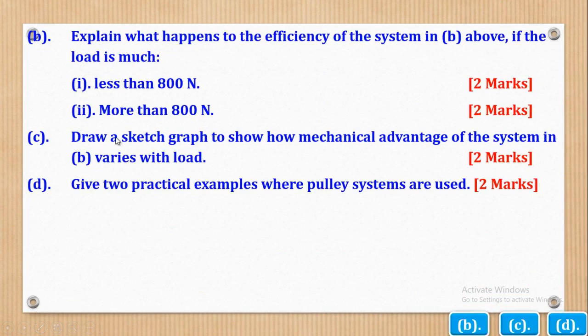Part C says, draw a sketch graph to show how mechanical advantage of the system in B varies with the load. So first of all, we know that they have told us a sketch. That means that we don't need a graph paper.